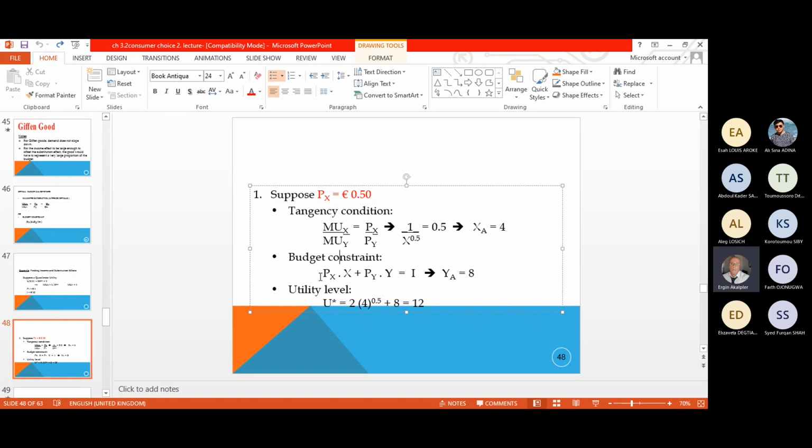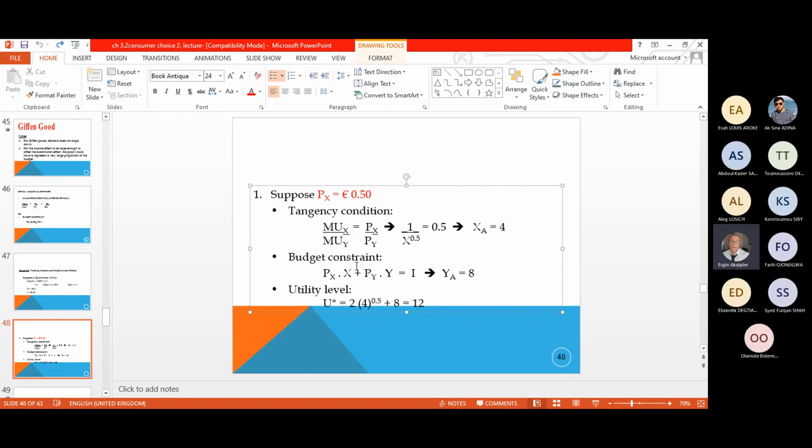Okay. Then here, the budget constraint, we are going to substitute the value we have found into this equation. You will have px times x plus py times y. We have px, x, and py given, and then you are going to estimate y. This is 8. Is it clear? Is that okay? You get it?